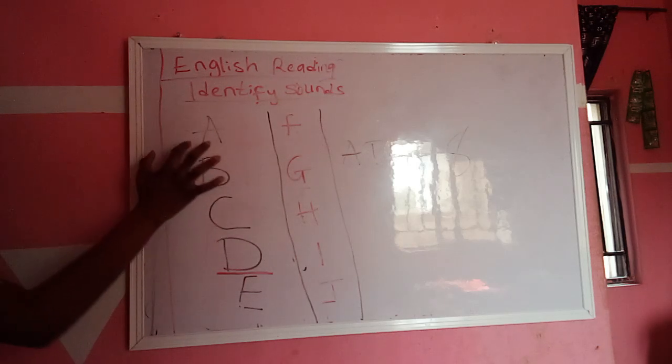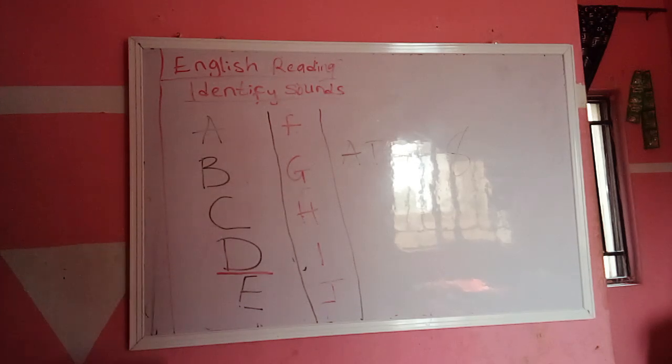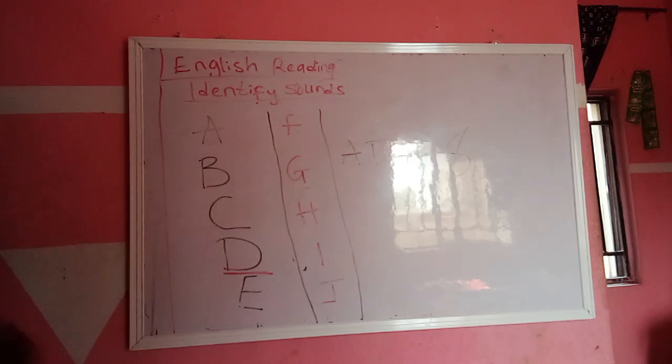So this is A, B, K, D, and A. So as we are going to two-letter words, we will know how we can blend these letters with vowels and get two-letter words.